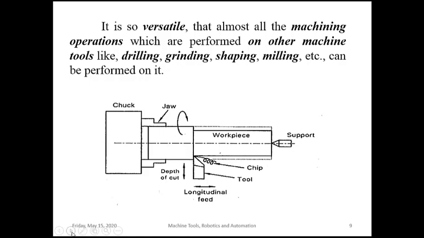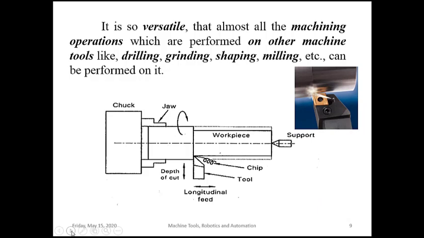In the next slide, I will tell you the working principle of the lathe. I already gave a brief overview. This is the workpiece, and this is the cutting tool mounted here. This part of the workpiece has already been machined. This is how the workpiece is made to rotate at very high speed, and the tool comes in contact with the rotating workpiece.